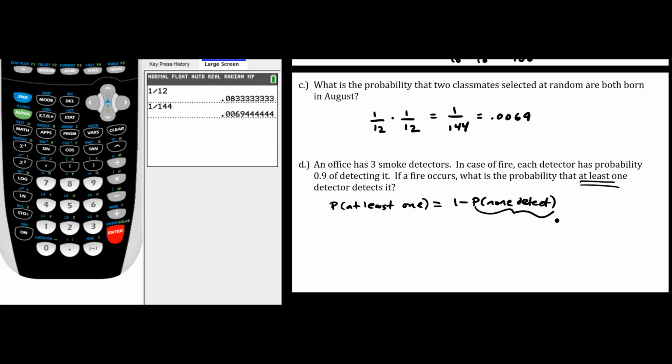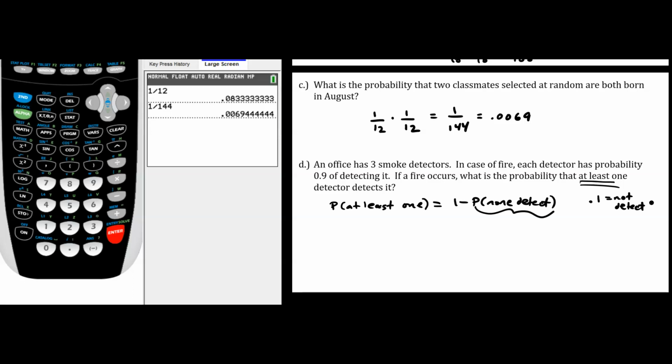So we saw throughout the last couple of videos now that the probability of a sequence of events is equivalent to the product of the probabilities for the individual events. So if none of them are detecting, then the probability that the first doesn't detect, and then the second doesn't detect, and then the third doesn't detect is going to be the product of those three probabilities. So what is the probability that each one does not detect? Well, since each one has a probability of 0.9 of detecting the fire, then each one has a probability of 0.1 of not detecting.